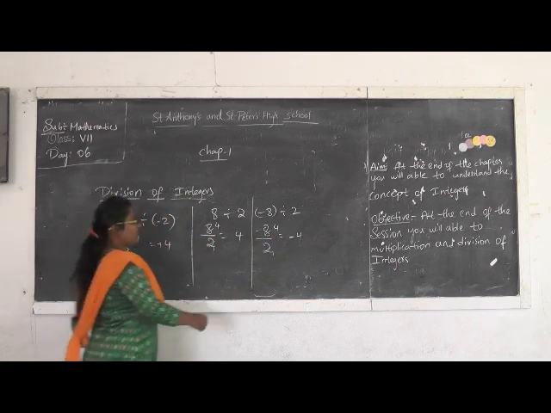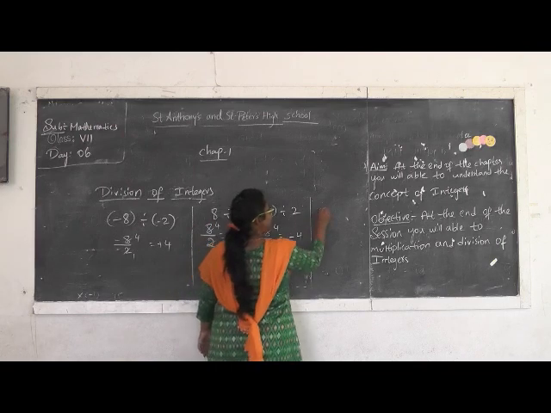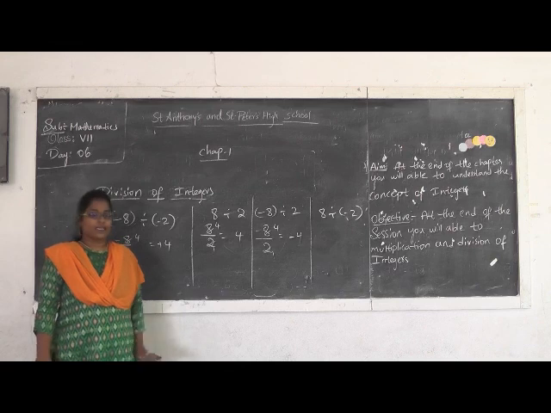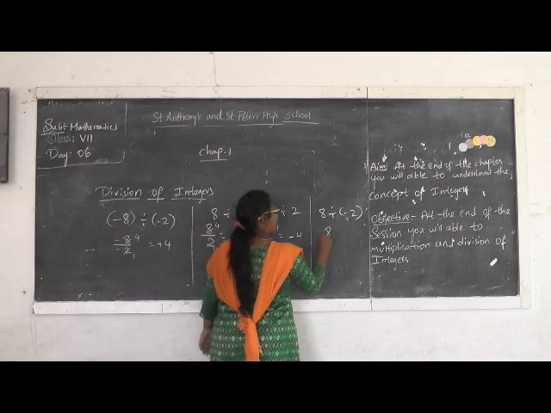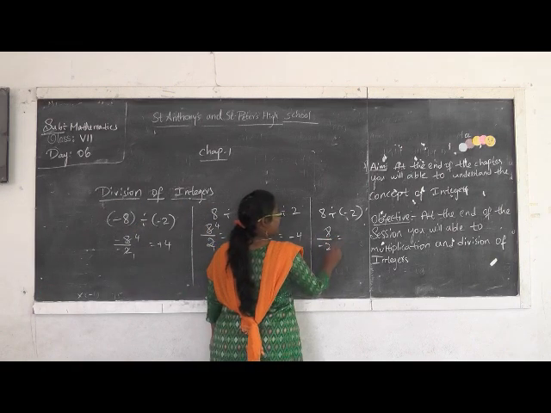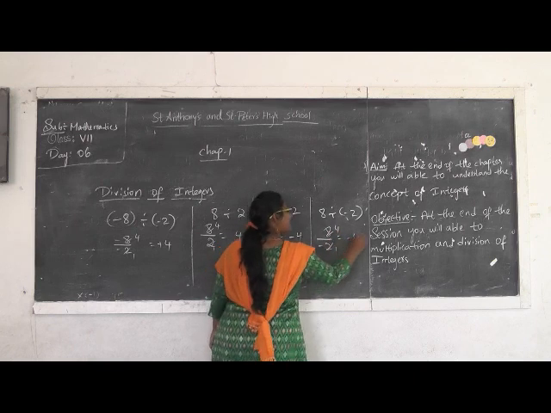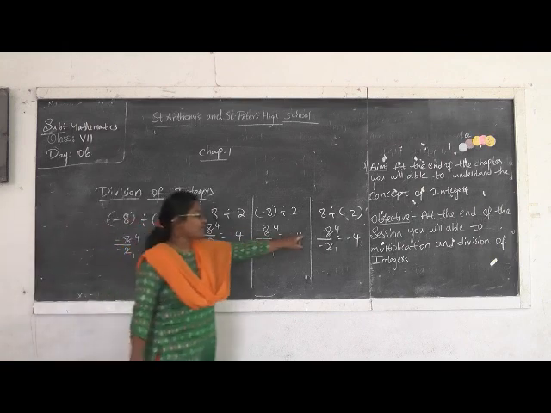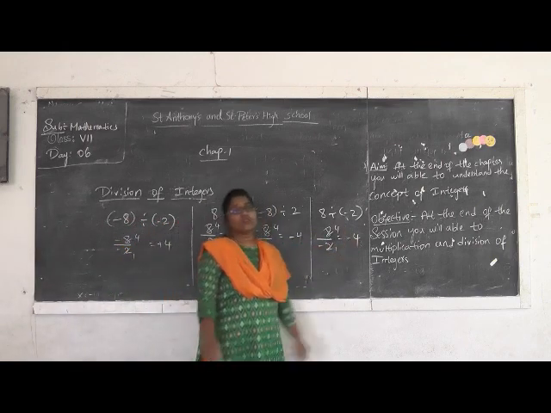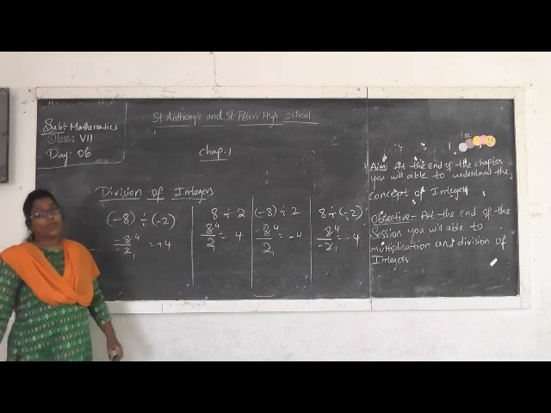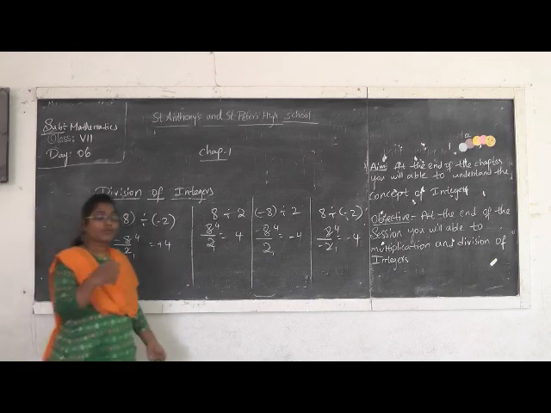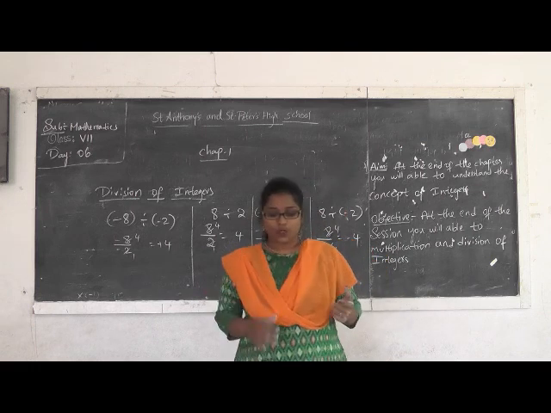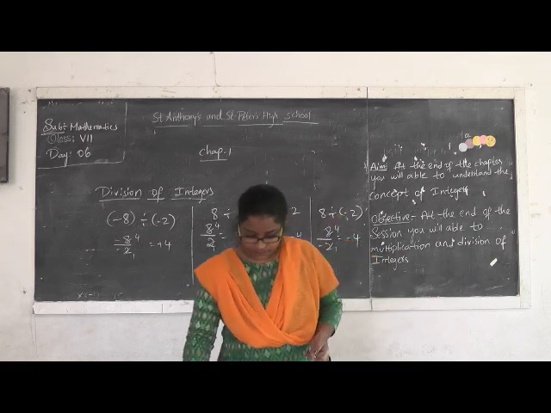Right? Now let us take one more example: 8 divided by minus 2. How do we do it? Same way. 2 ones are 2, 2 fours are 8. Here the result is minus 4, because 8 is positive and 2 is negative, so the result is a negative integer. Now let us check what the result is when we divide an integer by 0.